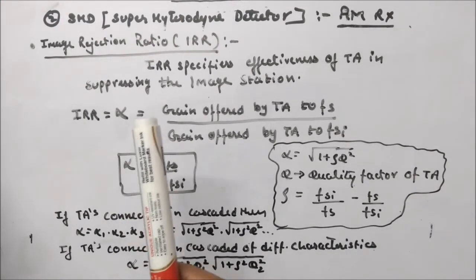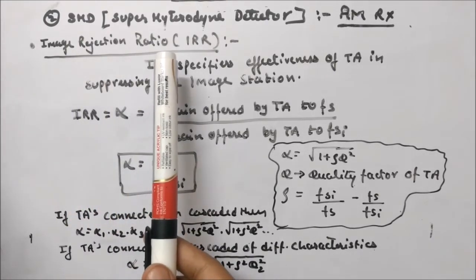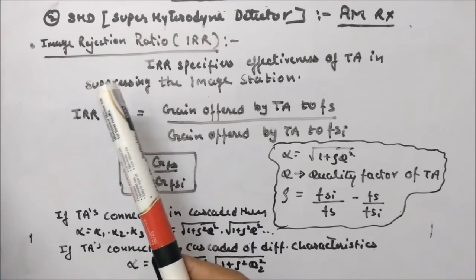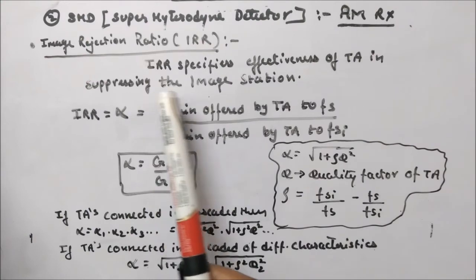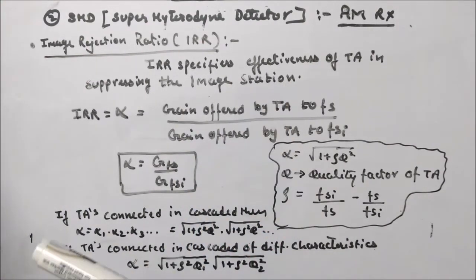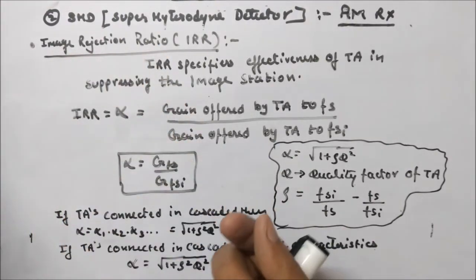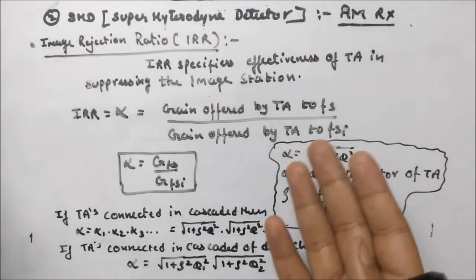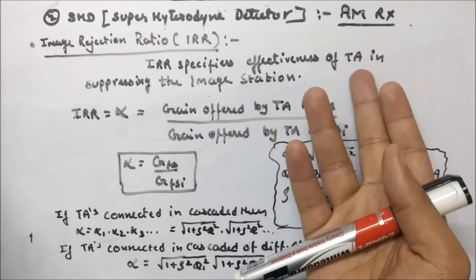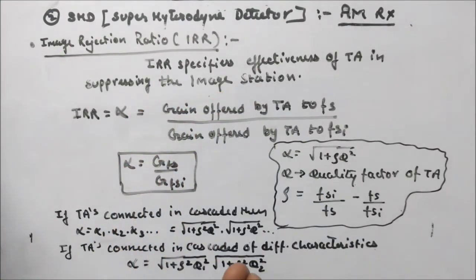Now we know about image frequency. So there is something called image rejection ratio. We can now look into that. Image rejection ratio specifies the effectiveness of the tuned amplifier in suppressing the image station or image frequency. So this quantity, IRR or image rejection ratio, tells you how well the tuned amplifier before the mixer suppresses the image frequency. That is what it means.